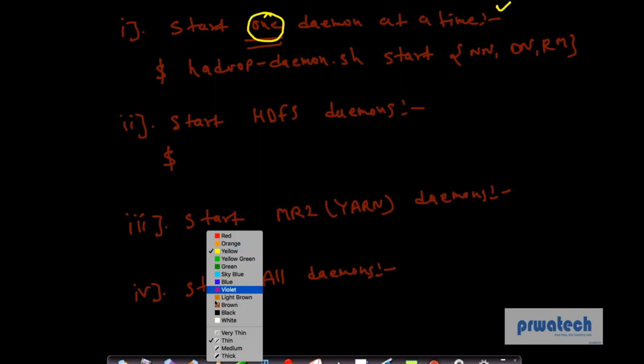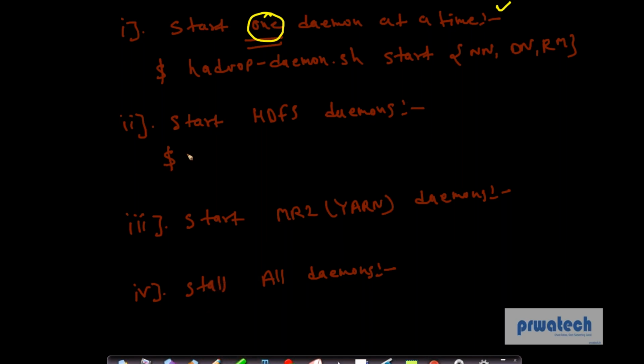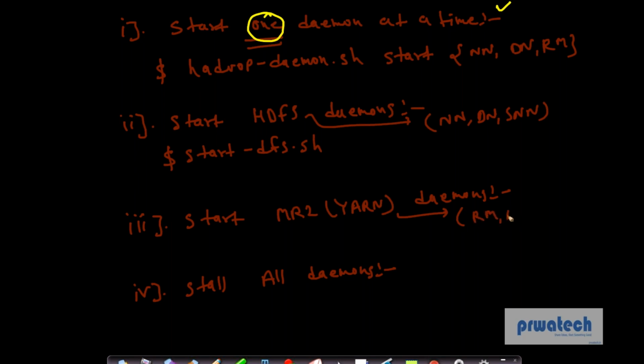Next one, HDFS daemons. This is start-dfs.sh. And one answer I get. So the guy who has joined last is answering. That's good. Name node, data node, secondary name node. Yarn. Yarn is resource manager and node manager.